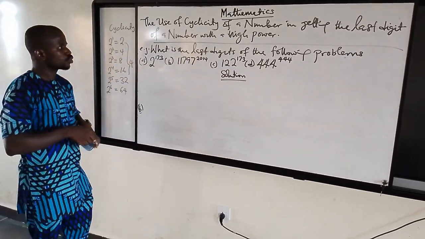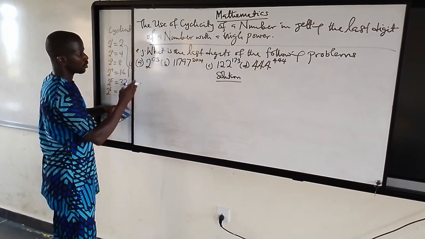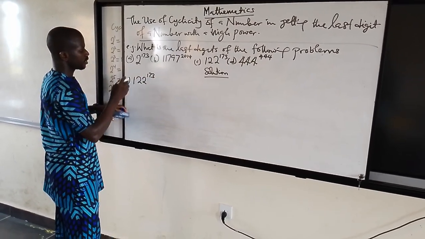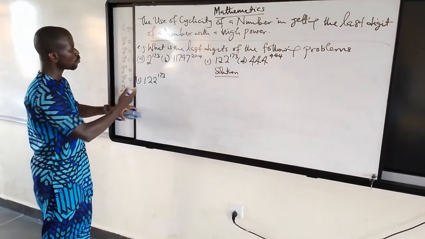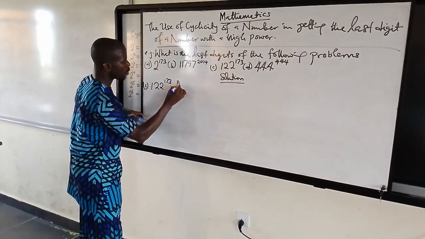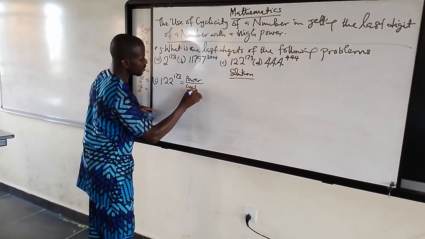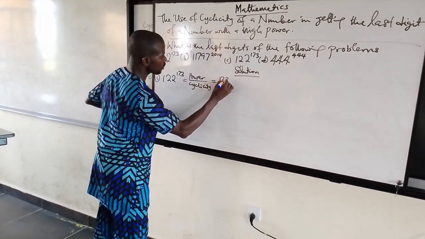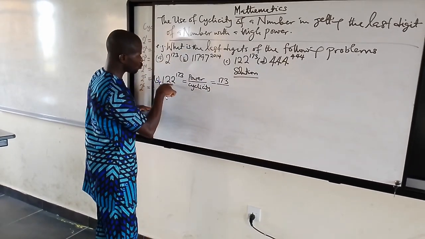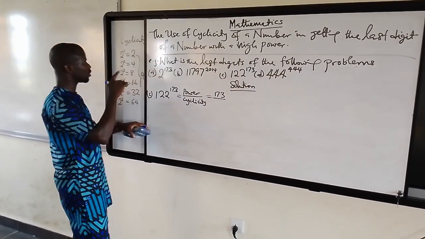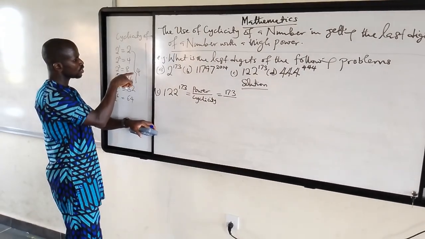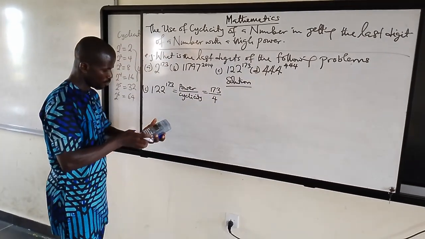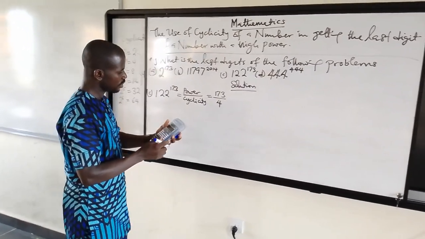Okay, so the third question again, we have 122 raised to the power of 173. How do we get the very last digit of this number with this very power? We say that this is equal to the power divided by the cyclicity of the very last digit here, 2. So this is equal to 173 divided by the cyclicity of 2. And what is the cyclicity of 2? In my last video it was stated, the cyclicity is 4. So 173 divided by 4.